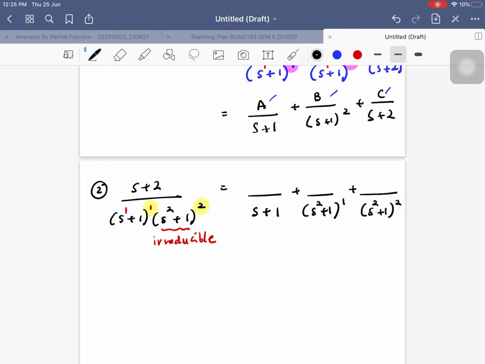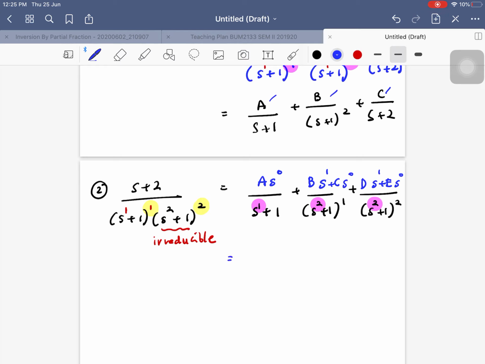And I'm going to determine what goes on top for each of them, based on the power inside the bracket. This is s to the power of 1, this is to the power of 2, and this is also to the power of 2. So for the first one, I'm going to end up with a, because that is a multiplied by s to the power of 0. For the middle fraction, I have s to the power of 2, so I'm going to have s to the power of 1 and also s to the power of 0. So here I'm going to have a constant of b and c. And for the last one, again I have 2, so I'm going to have s to the power of 1 and also s to the power of 0. So here I'm going to have d and e.